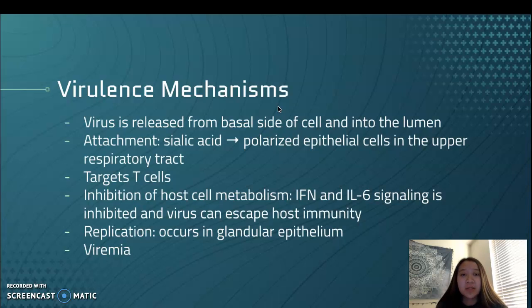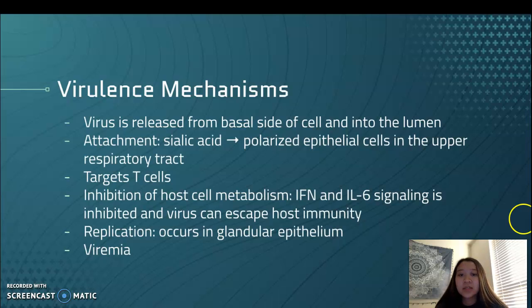is released from the basal side of the epithelial cell and then into the lumen. Then it attaches onto the sialic acid, which is in the polarized epithelial cells in the upper respiratory tract. And then it targets T cells. And so the mumps virus infected cells are able to escape the host immunity by degrading STAT1 and STAT3 by the mumps virus 5 protein. In this way, the IFN and the IL-6 signaling is inhibited, and so the virus is able to evade both the innate and the adaptive immune system.